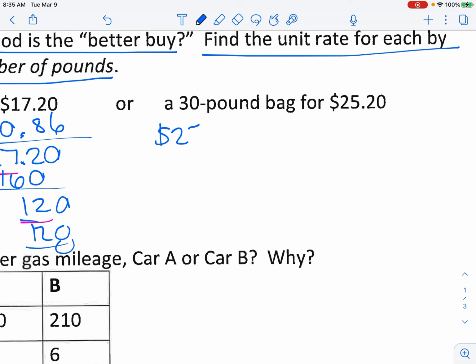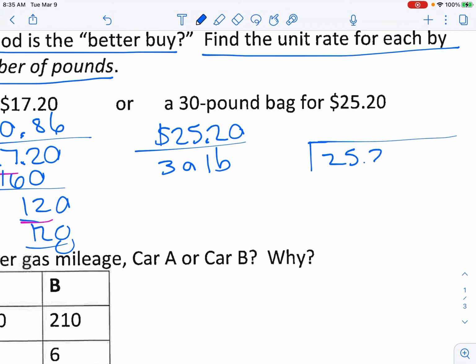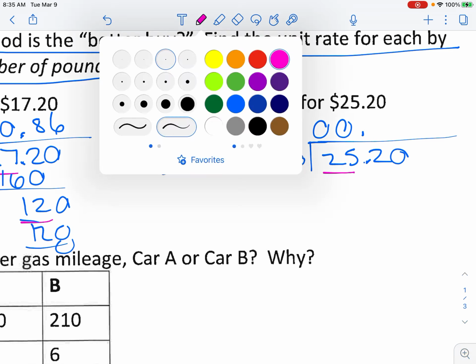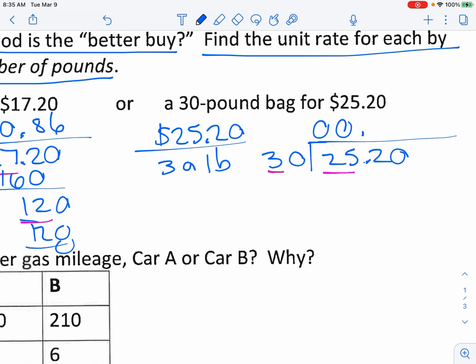The dollars always go on the top. $25.20 for a 30-pound bag of dog food. How much are they charging me per pound? You always divide the numerator by the denominator. So 30 cannot go into 2 or into 25. So now I'm going to focus on the number 3 and the number 25. I know 3 times 8 is 24, so that's going to get me pretty close. So if 3 times 8 is 24, then 30 times 8 is 240.